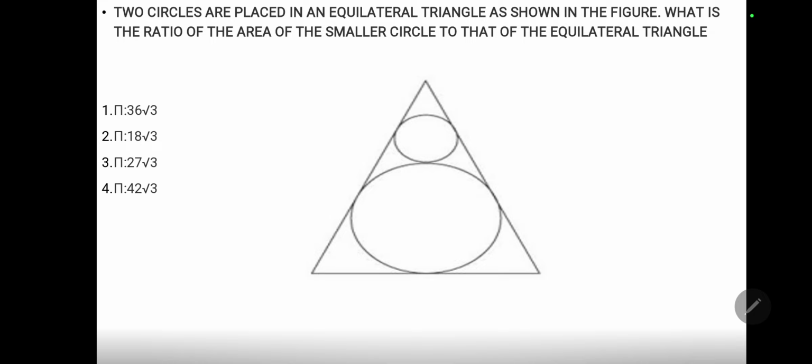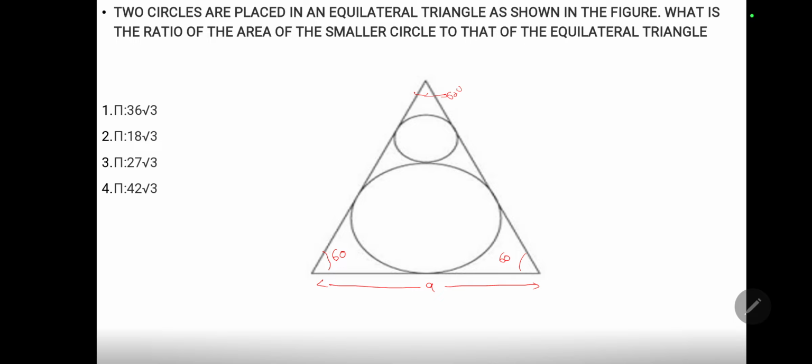So what it is saying is that two circles are placed in an equilateral triangle as shown in the figure. So this is the equilateral triangle. I hope you guys know what an equilateral triangle is: a triangle whose all three sides are equal. Let's say this is the side a of this triangle, and you know that all three angles are equal, which is 60 degrees. I'm just writing 60 degrees.